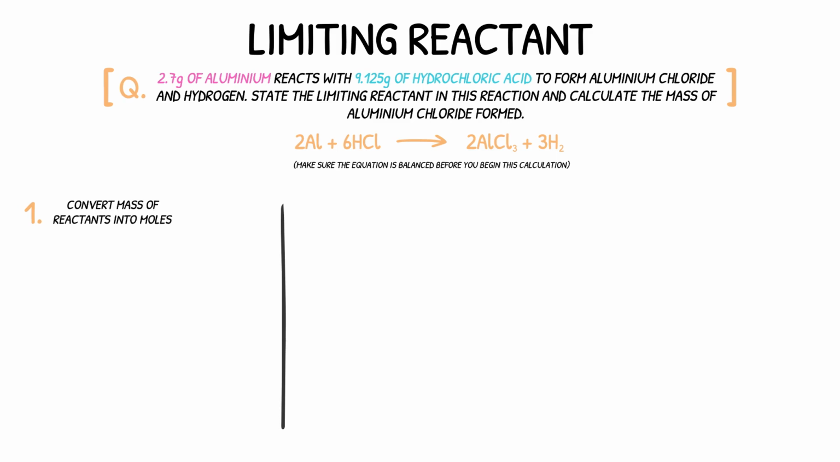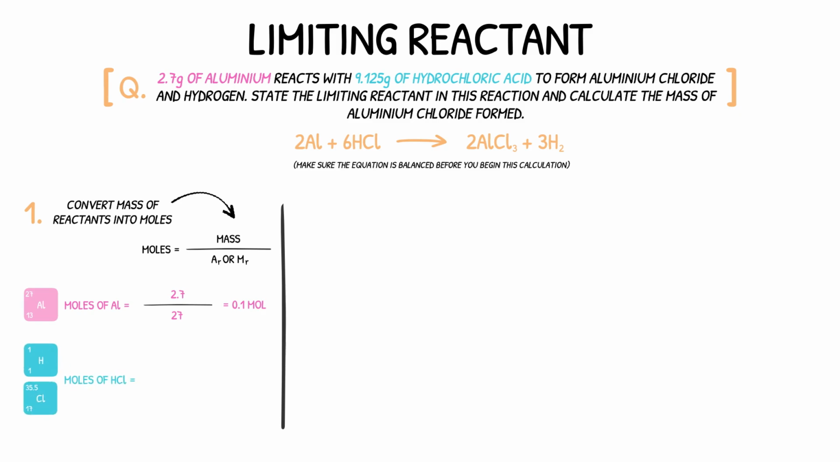We can achieve this by using the following equation, where moles is equal to mass divided by relative atomic mass, or relative formula mass. To calculate the number of moles of aluminium, we must do 2.7, which is the mass provided to us in the question, divided by 27, which is the relative atomic mass of aluminium, giving us a total of 0.1 mole. To calculate the number of moles of hydrochloric acid, we must do 9.125 divided by (1 multiplied by 1) plus (1 multiplied by 35.5), which is the relative formula mass of hydrochloric acid. This gives us a total of 0.25 mole.